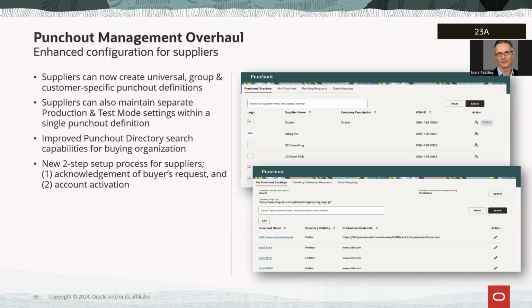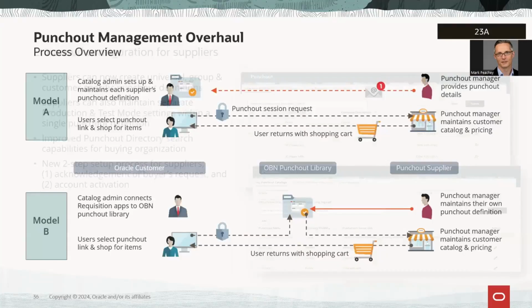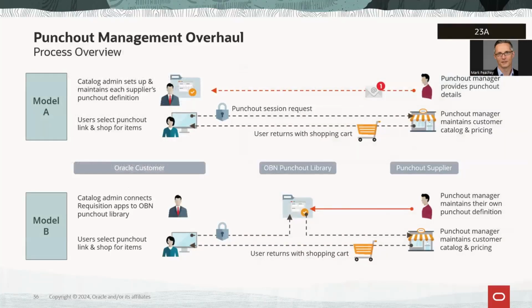We made some improvements so that suppliers can support multiple Punchout definitions, because some suppliers have a single definition that is used for any customer, and other suppliers have individual definitions that are used for specific customers. So we now allow suppliers to configure those whichever way they need.